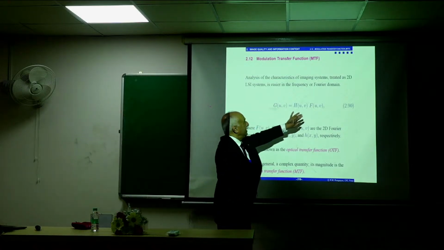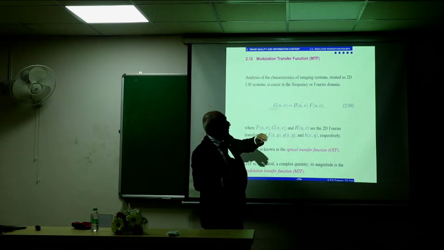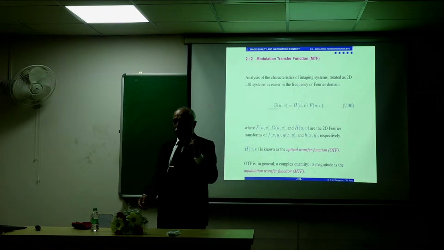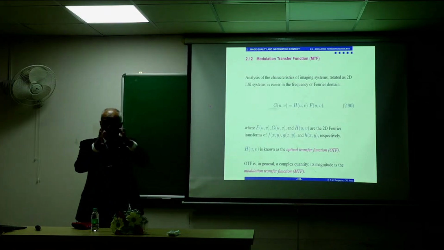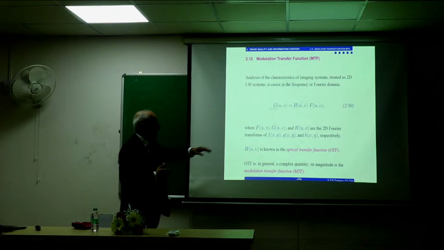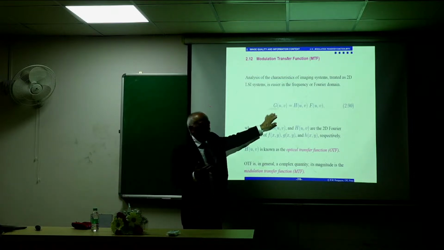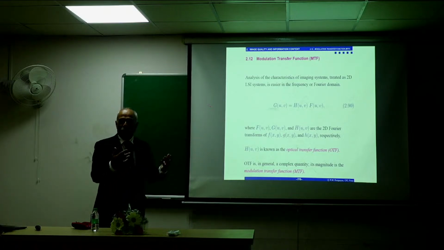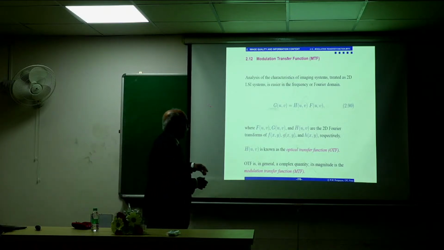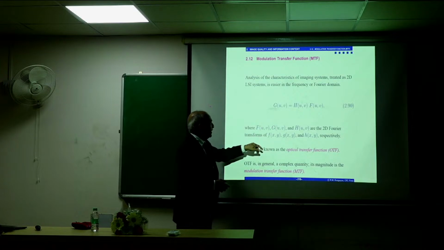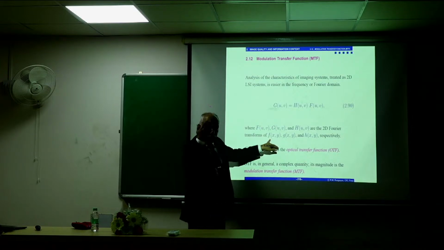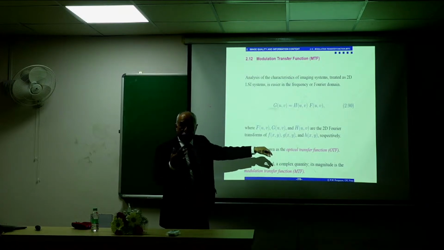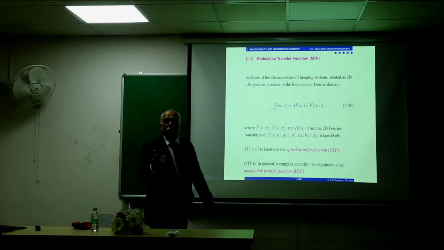So the Fourier transform of the original image that you're trying to capture is multiplied by the modulation transfer function of your system. And what you get is G(u,v). You don't get F(u,v). There's always some distortion. So these are the Fourier transforms of the original image or the scene that you want to capture. G is the image that you got, and H is the point spread function.